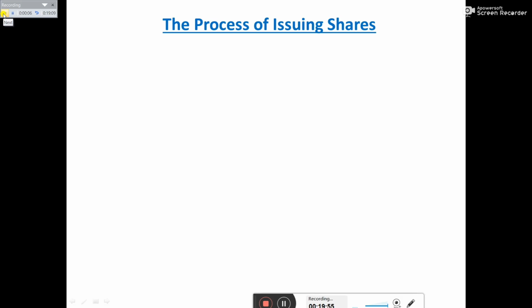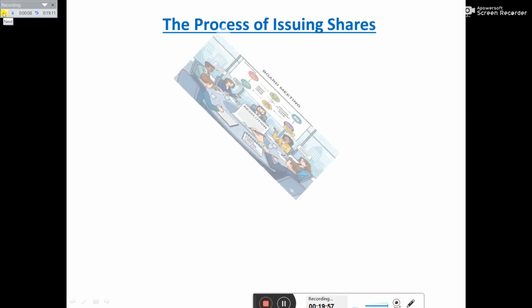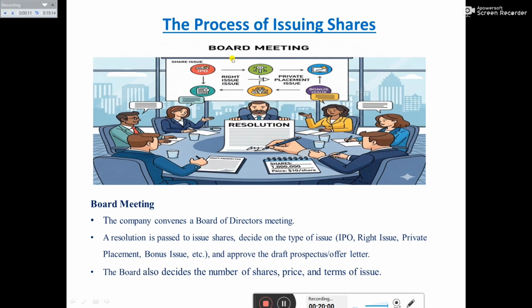And now we are going to the major concept, that is the process of issuing shares. What are the procedure or process steps while issuing? Means first what they need to do, they need to conduct a board meeting. Here we have to conduct a board of directors meeting. In that meeting we have to pass a resolution regarding the type of issue and take approval of that. In that meeting they decide how many shares we need to issue, what is the price, what are the terms of issue. These are all decided in that meeting.